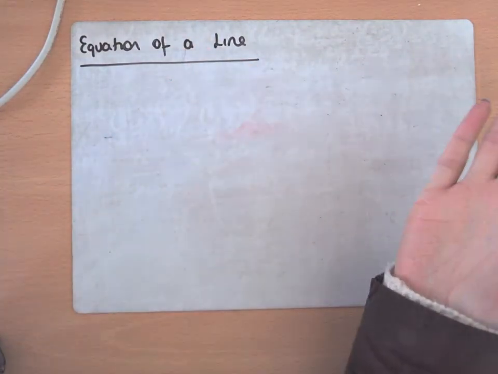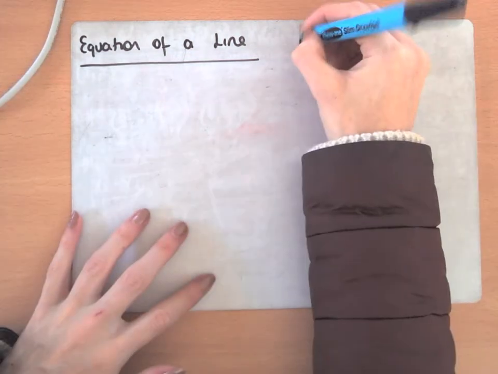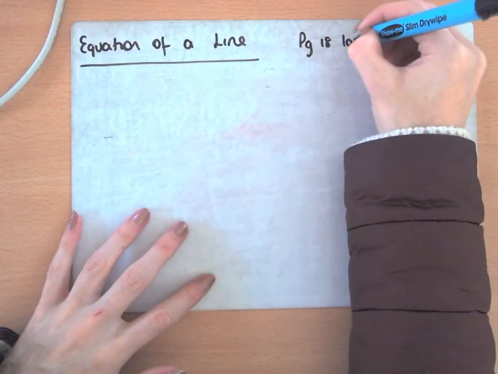Now, we have a formula for it. Again, it's on page 18 of your log tables.